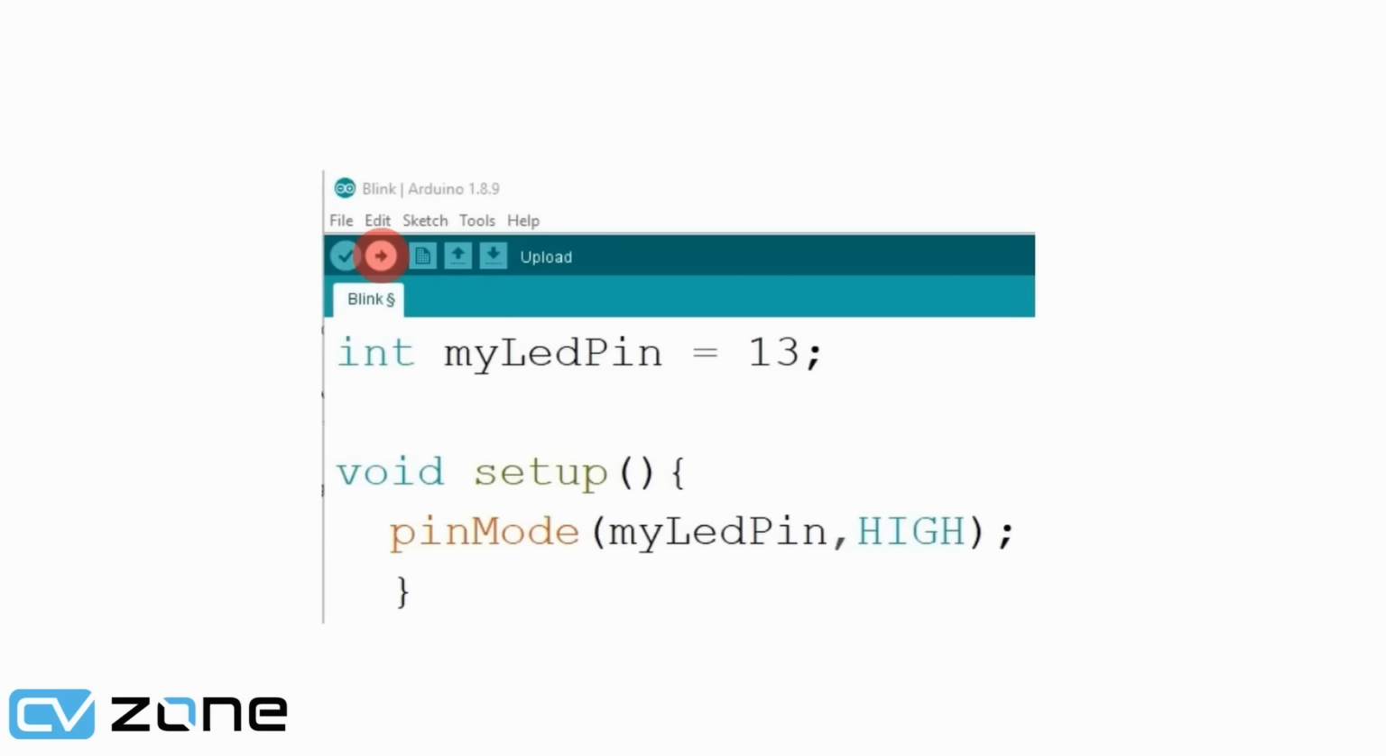If you do not have an LED light, you can use the built-in LED light of Arduino to test. The LED light is connected to pin number 13. So all you have to do is change myLEDPin to 13.